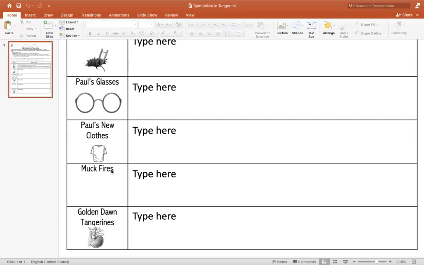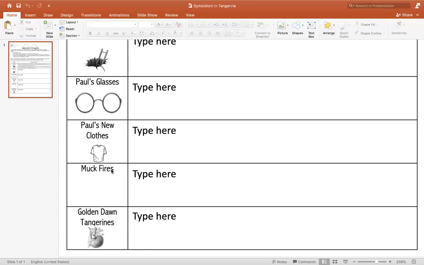And then the last one is the Golden Dawn tangerines. So those weren't just any tangerines, right? Those are like the best tangerines that Luis invented, and they meant a lot to his family. So you could talk about tangerine as the symbol for the whole book. You could talk about tangerine as the symbol for the livelihood of Luis's family and how important it was. It could be a lot of things.